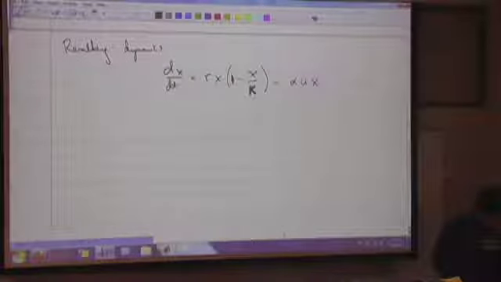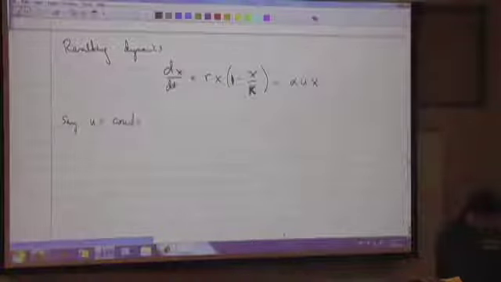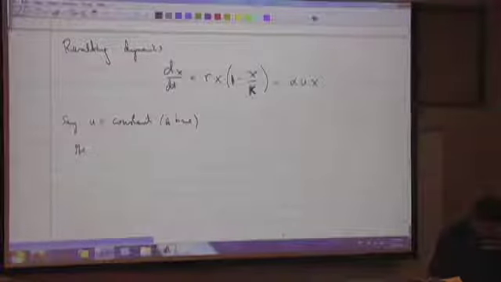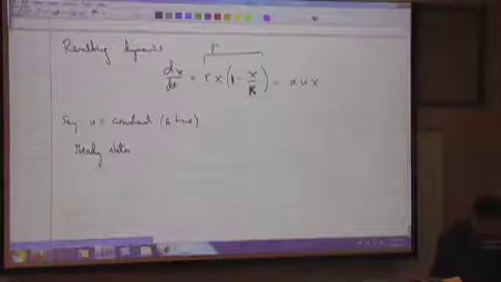So for instance, let's imagine, so let's say U is constant, and constant in time, I mean. So then one can find the steady states. So let me identify. This is the growth rate.